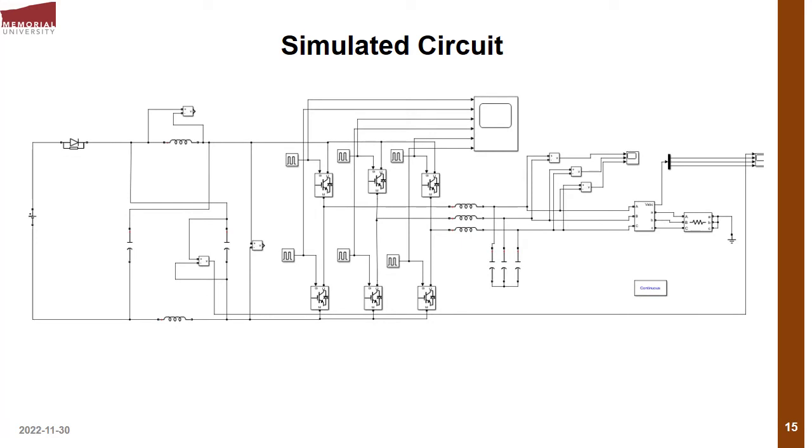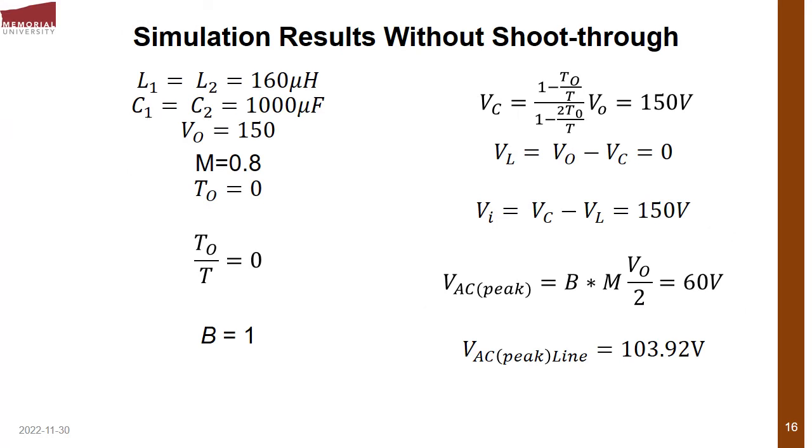This was our simulated circuit. We did 2 simulations, one without shoot-through and the other with shoot-through. Without shoot-through, we took our input voltage to be 150 volts, our inductors to be 160 microhenries, and our capacitor to be 1000 microfarads. Since it's without shoot-through, our shoot-through switching cycle is equal to 0, and we get a boost factor of 1.